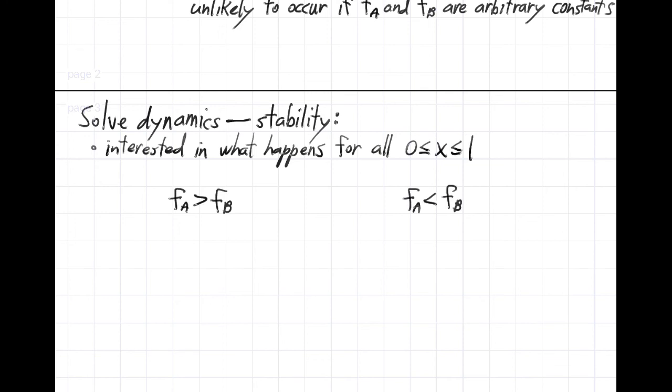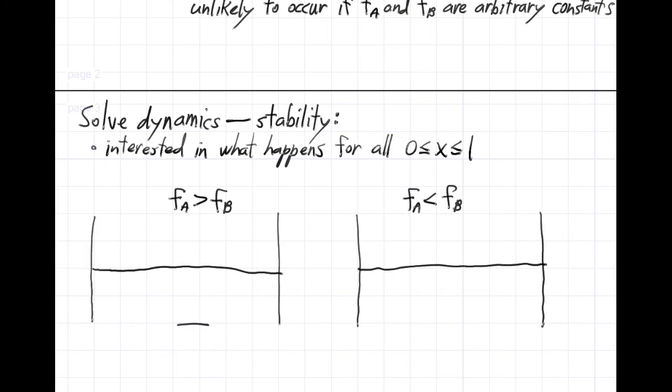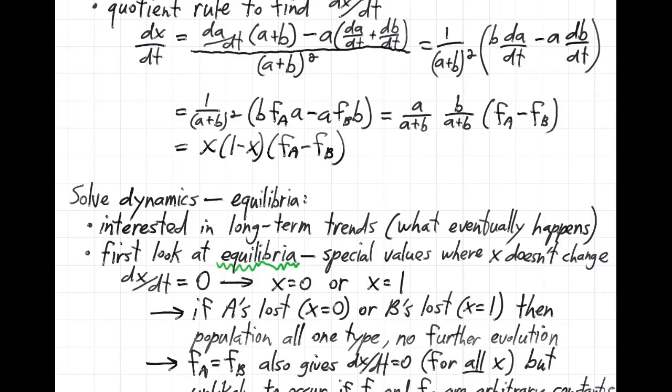And to see what's going on, let's draw dx/dt as a function of x itself. I'm imagining x is increasing to the right in each of these cases, and the left boundary is x equals 0, the right boundary is x equals 1, and we're interested in dx/dt in these cases. Recall that our equation for dx/dt is x times (1 minus x) times (fA minus fB). Now, if fA is bigger than fB, then this third factor is positive.